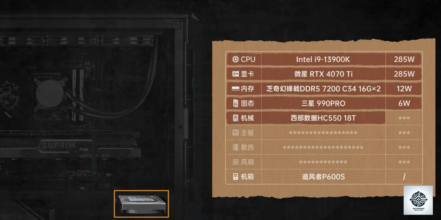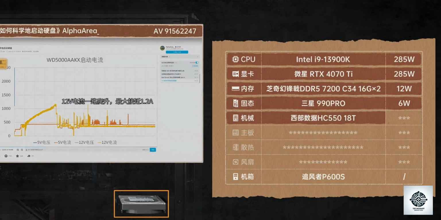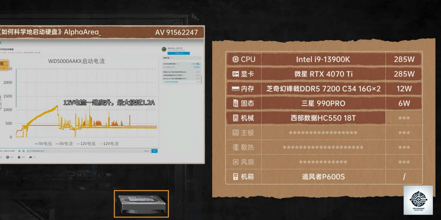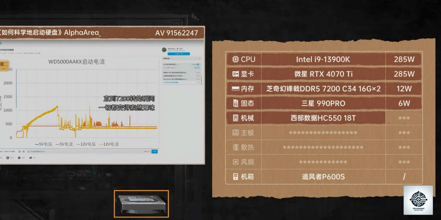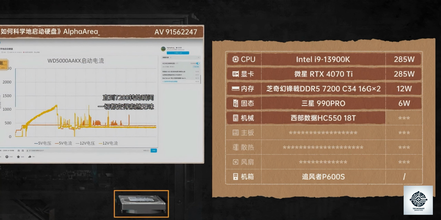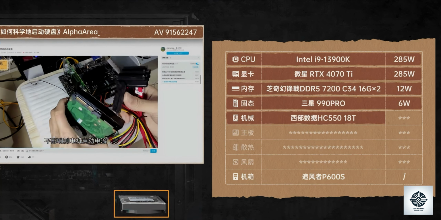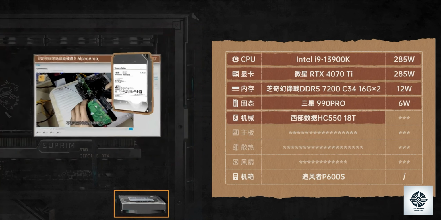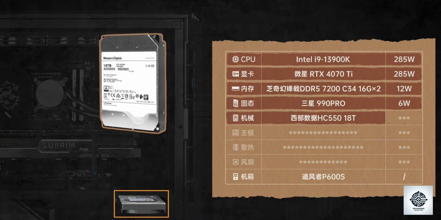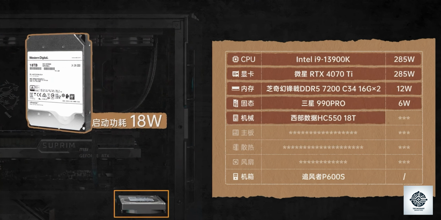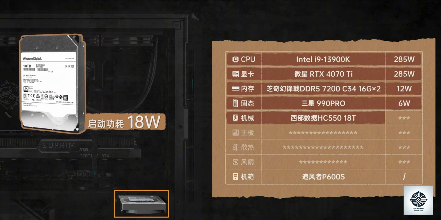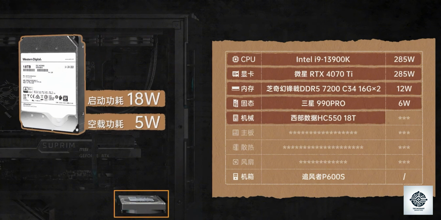For mechanical hard drives, during startup, due to the need to spin up the disk to 7,200 RPM, it consumes more power during the startup phase and then drops to a steady-state consumption. According to testing by my colleague Arfar A2, with the HC550 18 terabyte hard drive, startup power consumption can reach 18 watts, while idle consumption is about 5 watts, and full load is around 9 watts.